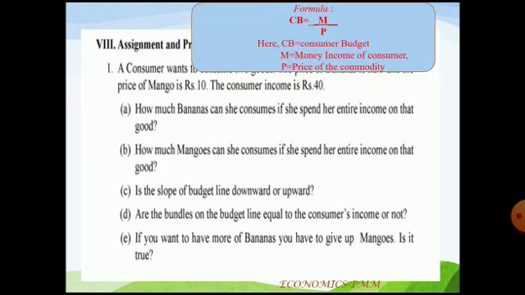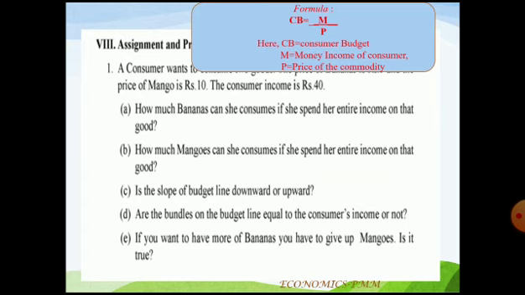So before solving this, there is one simple formula for this. The formula is CB is equal to M divided by P. Now CB means consumer budget. M stands for money income of the consumer and P is the price of the commodity. I hope you understood the formula. The simple formula to calculate this consumer budget is CB equals M divided by P. M is nothing but money income of the consumer and P is the price of the commodity.